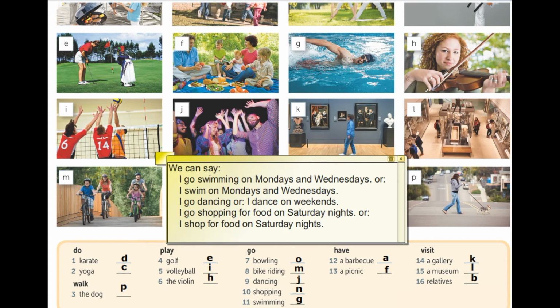So what can we say? We have two ways of speaking that. We can say go plus the verb in the ing, go swimming, or the verb. So you say I go swimming on Mondays and Wednesdays, or I swim on Mondays and Wednesdays, right? You say I go dancing or I dance on weekends. And you also say I go shopping for food on Saturday nights or I shop for food on Saturday nights. Did you get it?